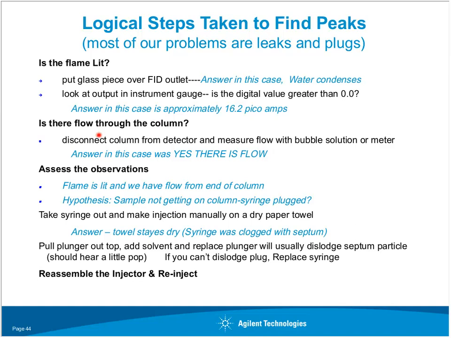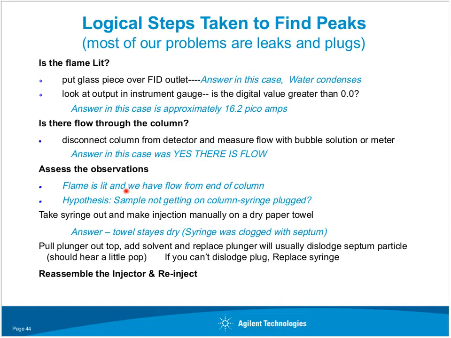Next thing we'll look at is making sure there's flow through the column. We'll disconnect the column from the detector, and we'll measure the flow with a bubble flow meter. If we just disconnect it from the detector, and we've already made sure we have a flame, if we have flow, we'll move on. And then we'll assess the observation.